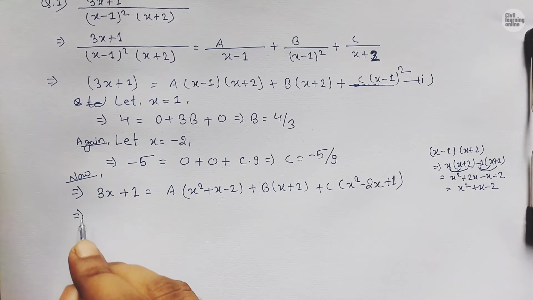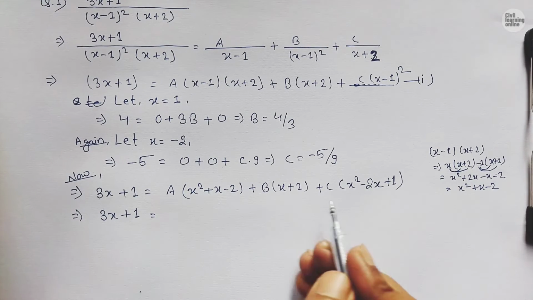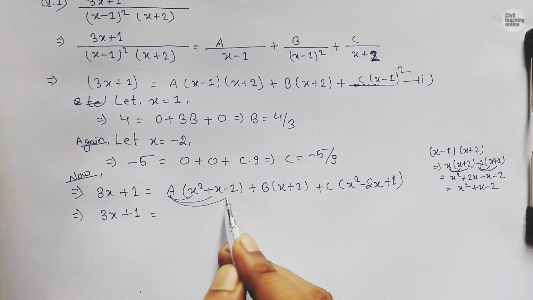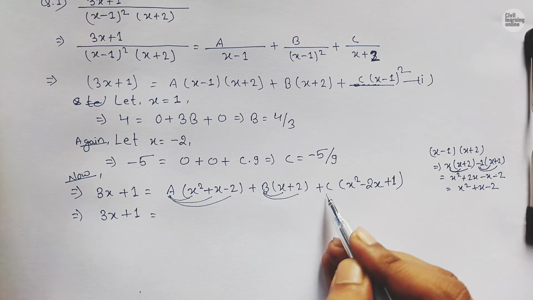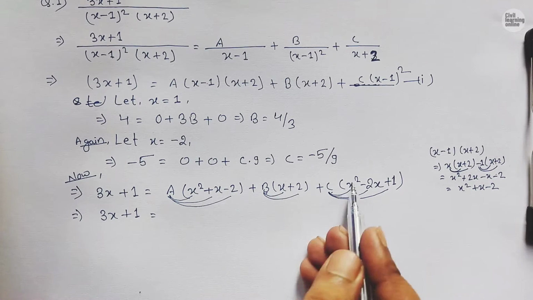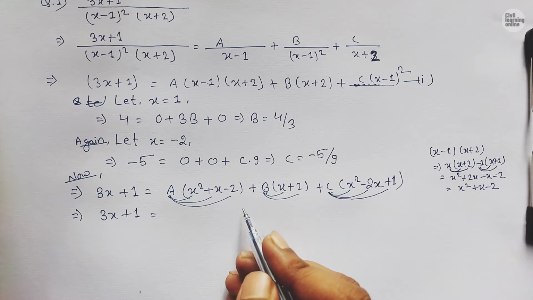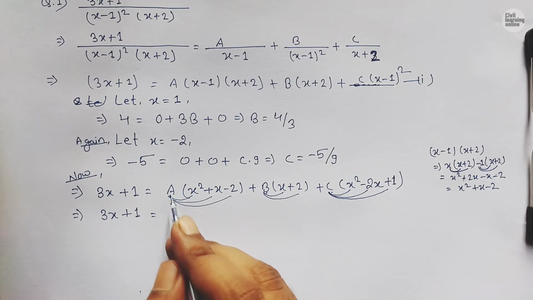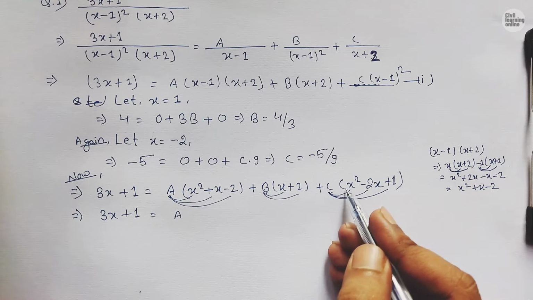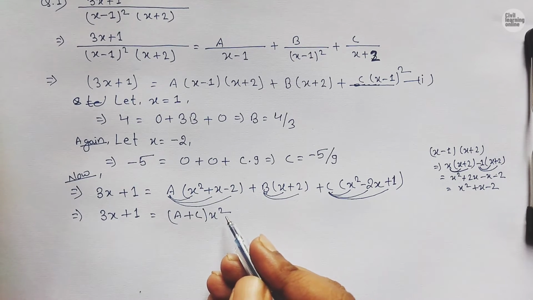Now we will write again one more step, that is 3x plus 1 will be equals to, now you can see here this a will multiply all these terms. Similarly b will multiply both terms, c will multiply again these 3 terms. So if we take the coefficients, we rewrite these terms as coefficients of x square, x and 2. What we will have here, this a will get multiplied with x square, so a, and we have one more x square here with c, so a plus c times x square. I hope you are understanding.